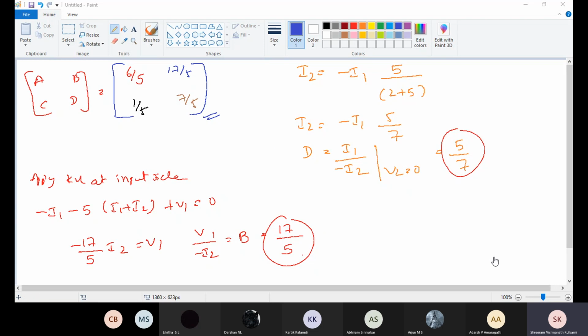A similar problem will come, but just go through the videos, then you will get to know how to solve it, meaning where you have to apply the KVL and where you have to apply the KCL. We have discussed Z parameters, Y parameters, hybrid parameters, and today we have discussed transmission parameters, that is ABCD parameters.